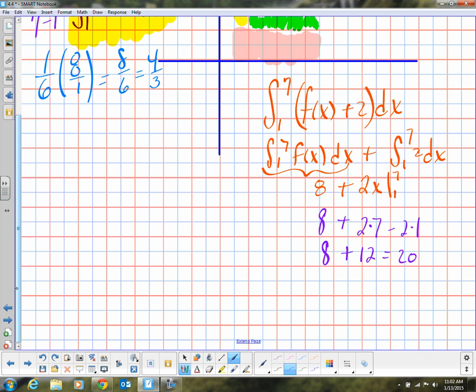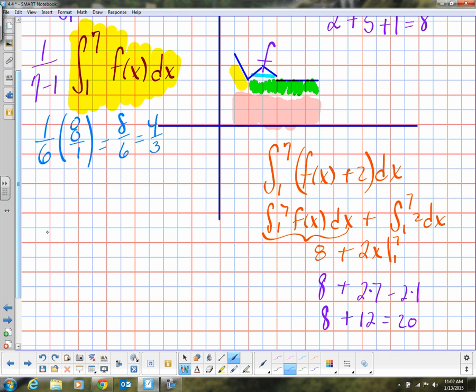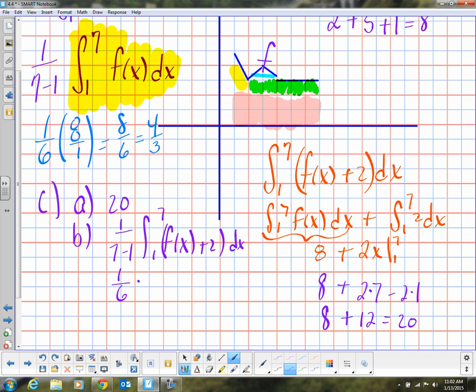So we now know that, what are we asking for? A. On part C, our new A is 20, and now our new B is going to be 1 over 7 minus 1 times the integral from 1 to 7 of f of x plus 2 dx. So that's going to be 1/6 of 20, which is what? 10/3. All right, D said, no, that's it.